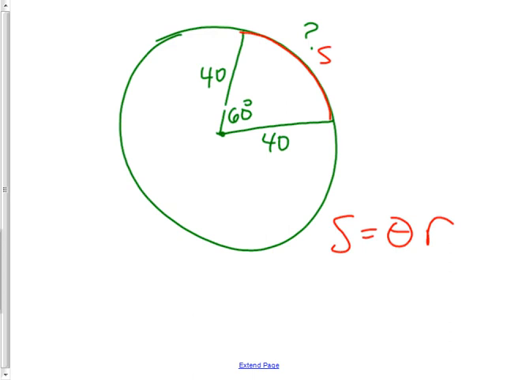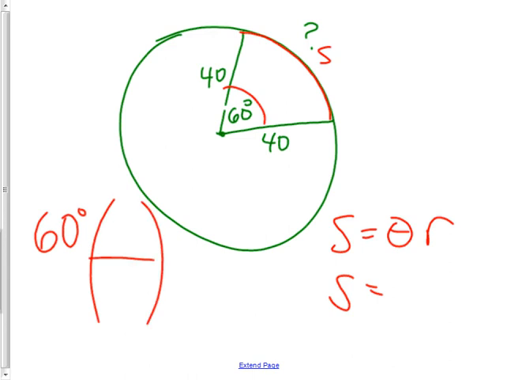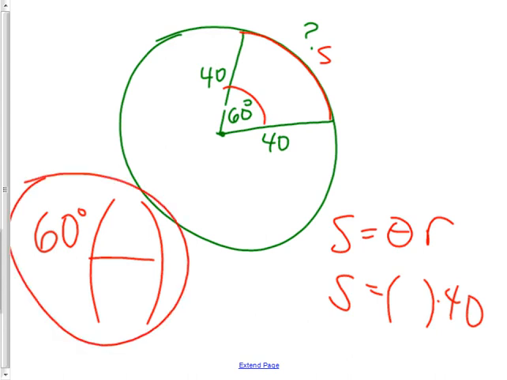S is the arc length. I don't know the arc length. Theta is the angle. That's this guy. And the common mistake is to put in 60 right there. But it's the angle in radians. That's why we taught you how to change 60 degrees to radians. You got to multiply by that factor. Remember, we just did it 2 seconds ago. And then the radius is simple. It's 40. So all I have to do is figure out this little calculation, pop it right there, and I'll have S equals theta times R. I'll have solved for S. S will be alone. S will be equal to whatever this is times 40.